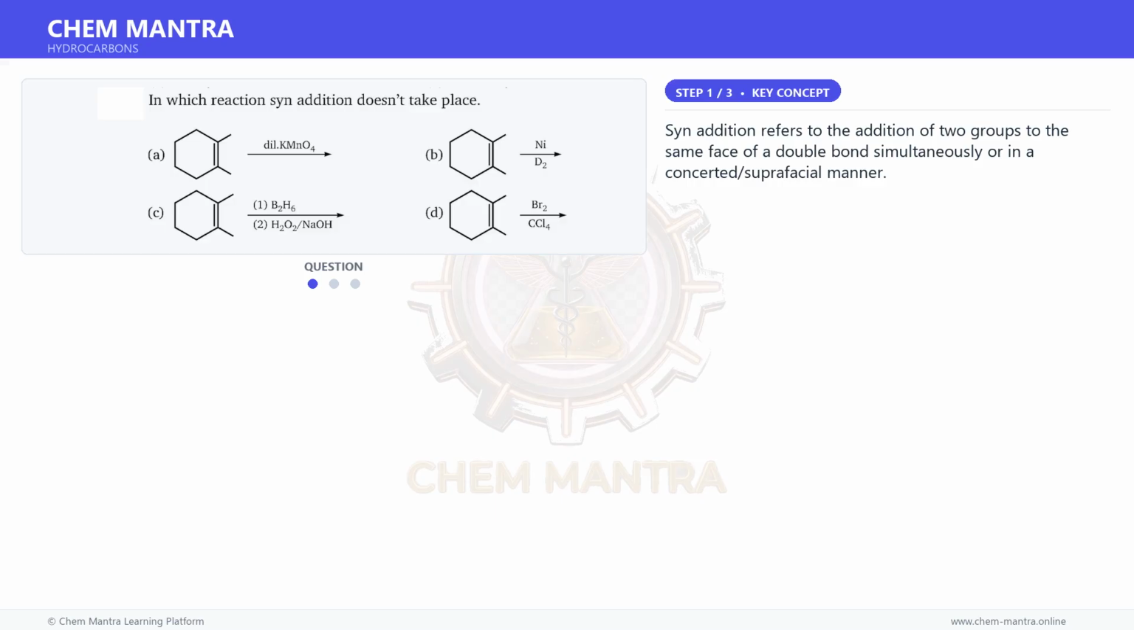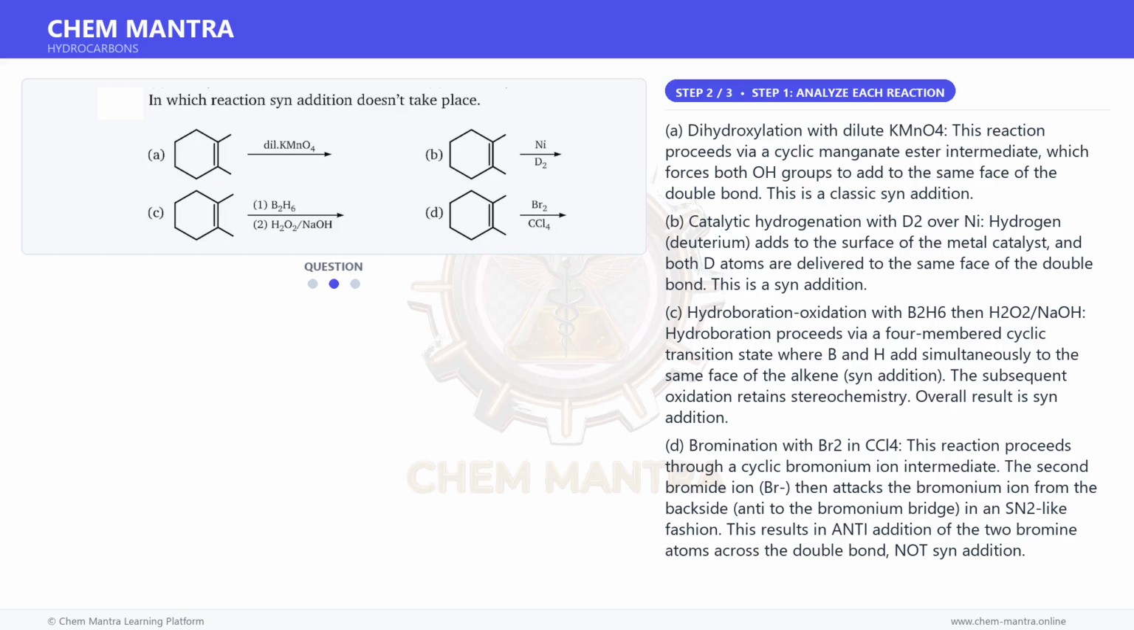Syn addition refers to the addition of two groups to the same face of a double bond simultaneously or in a concerted, suprafacial manner. Moving on to the next step.